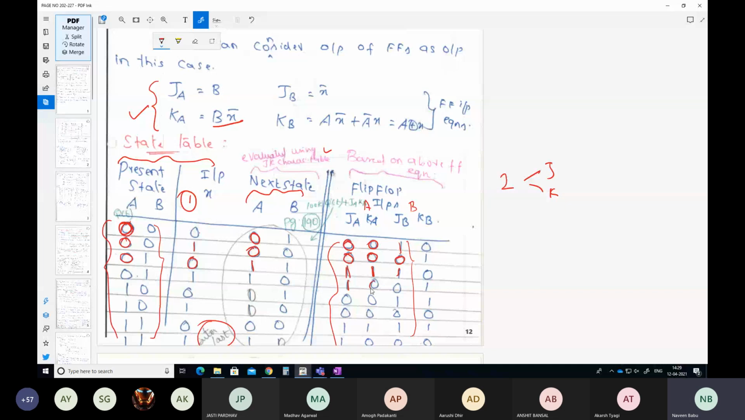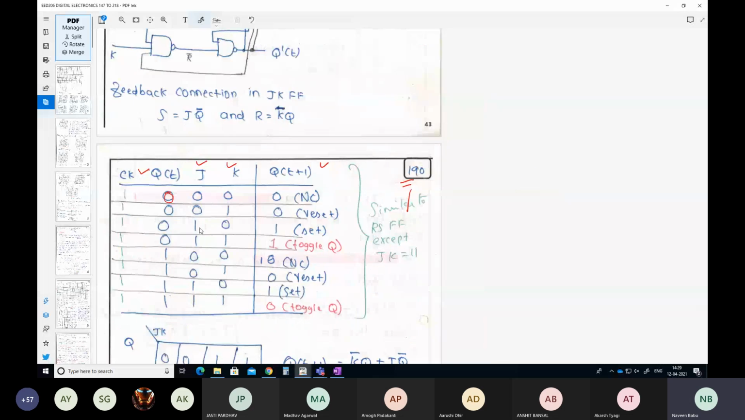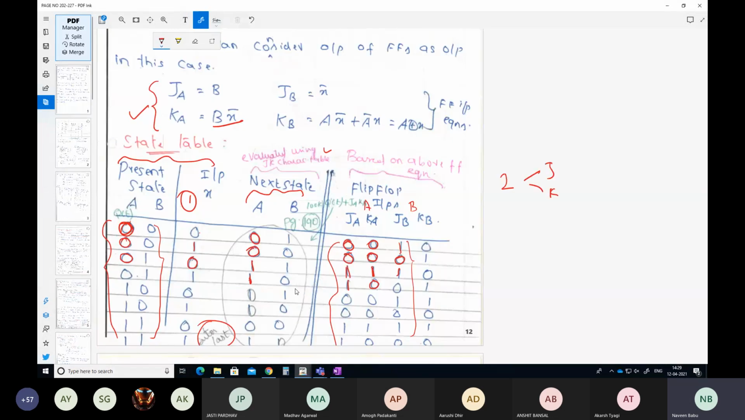When it is 1, 0, you are setting it. Whatever your present state value may be, you are not bothered about it; your next state value is always set. If you want, I'll go back to page 190 and show you. For JK value 1 and 0, whatever may be your present state value, your next state value is always set. That's what we have done here. 1, 0 is set. 0, 0, there will be no change.